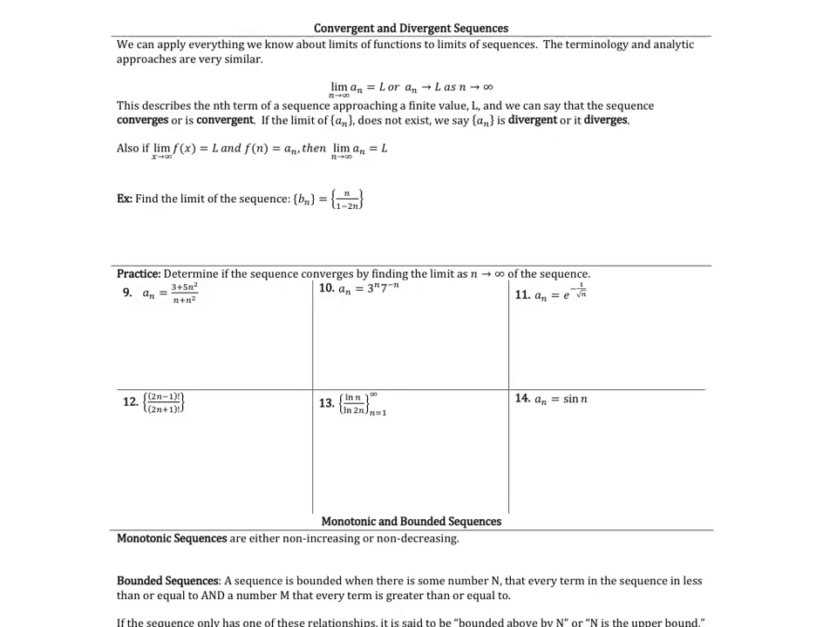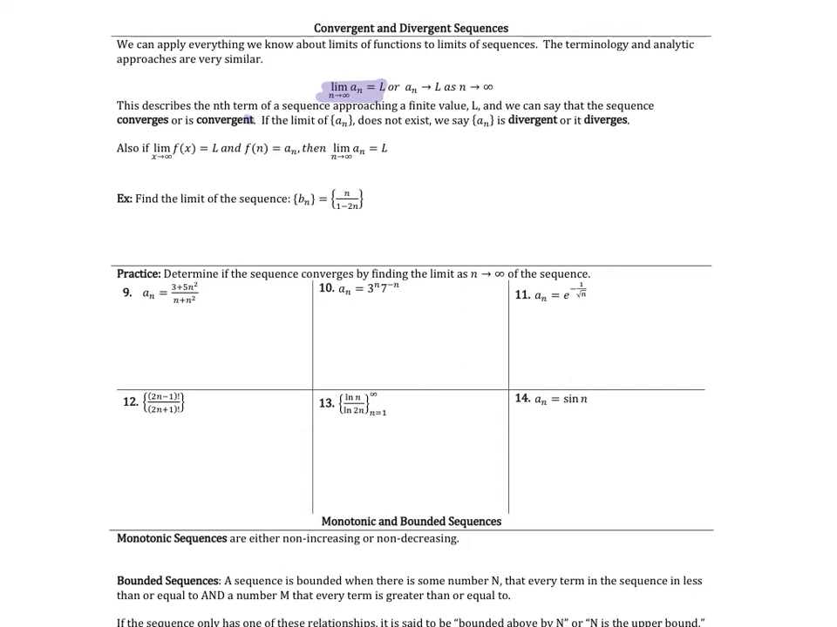So we just used a graphing calculator to analyze the behavior of a sequence as it is approaching infinity. We looked at that graphically and using a table, but what we actually are going to do is think about this as if it were a limit. We can apply everything that we know about the limit of a function to the limit of a sequence. It behaves in the same manner. So the terminology and the analytic approaches are very, very similar. The limit as n approaches infinity of a sub n could be equal to a number. And if it is equal to a number, then we would say that that limit exists. That could also be written as a sub n approaches L as n approaches infinity. But really, we're saying that that limit does exist.